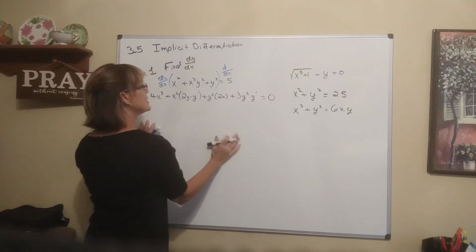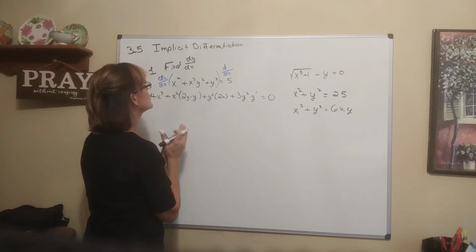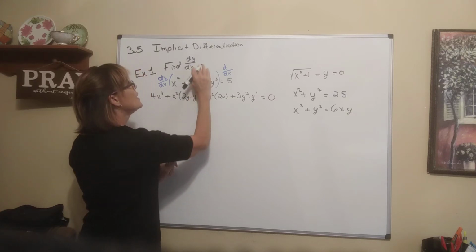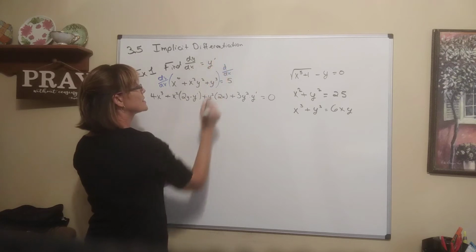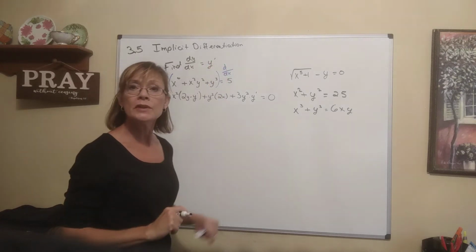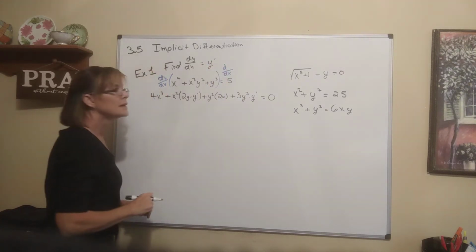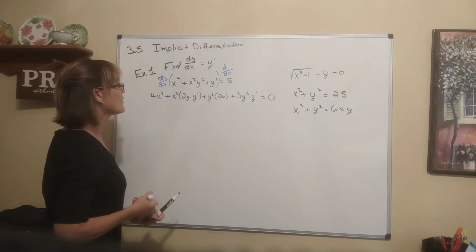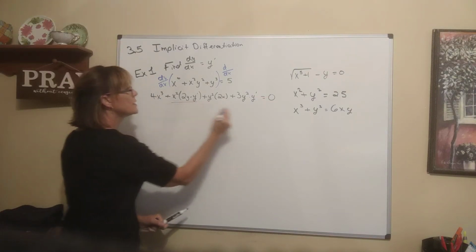So this is the equation that we have. What are we supposed to do? We're supposed to find dy dx. Well, if you recall the different notations, dy dx is the same thing as y prime. So all we're doing here is solving for y prime. Let's see, what terms have y prime in it? This one and this one.